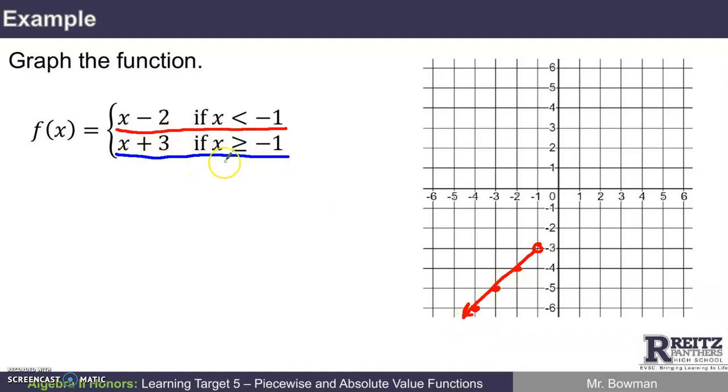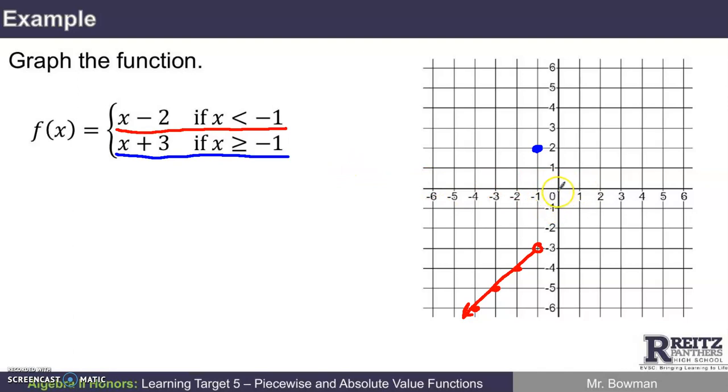Now for the other part of this rule, what I need to do is take all the x's that include negative 1 and are bigger than negative 1 and use this rule. Give me x plus 3. So let's go back to when x is negative 1. If x is negative 1, negative 1 plus 3 is positive 2. And since negative 1 is involved in this rule with the equal sign, I'm going to make this one a filled in dot. And now I'm going to work these x's, and I'll connect this part of the graph as well.